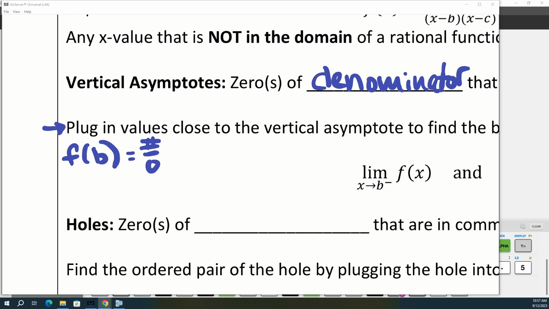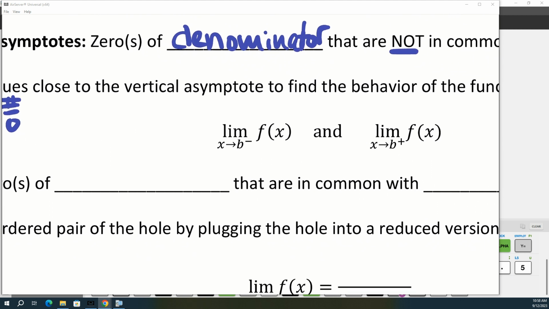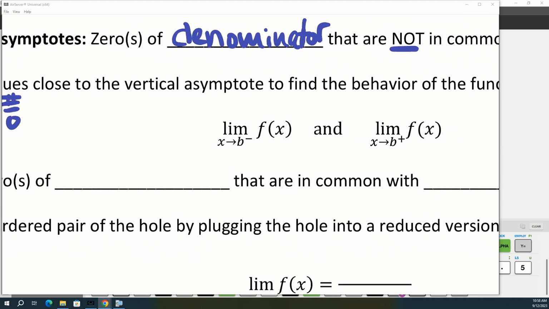So we're going to plug in values that are close to the vertical asymptote on each side to see if we're doing infinity or negative infinity. And the notation that we use is this limit notation that we wrote on the other paper too. But we'll do it with numbers and it's going to make more sense.